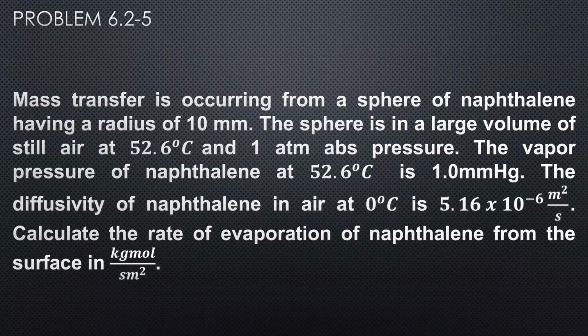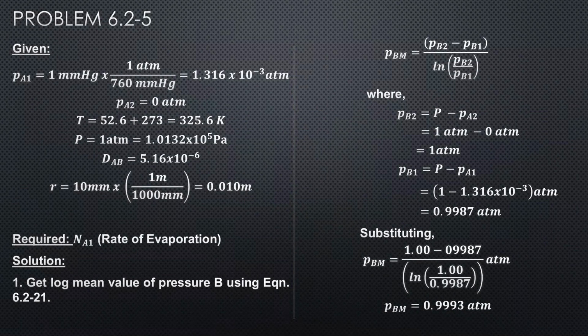The diffusivity of naphthalene in air at 0 degrees Celsius is 5.16 times 10 raised to negative 6 meters squared per second. Calculate the rate of evaporation of naphthalene from the surface in kilogram mole per second meter squared. This problem is a special case for A, which is the naphthalene, diffusing through stagnant non-diffusing B, which is the air. So our assumptions are steady state, no chemical reaction, and one-dimensional mass transfer.